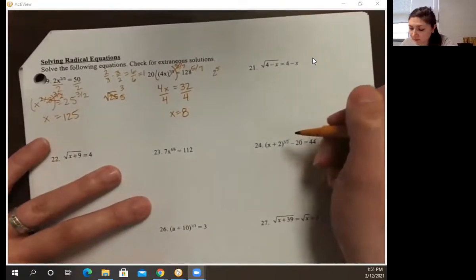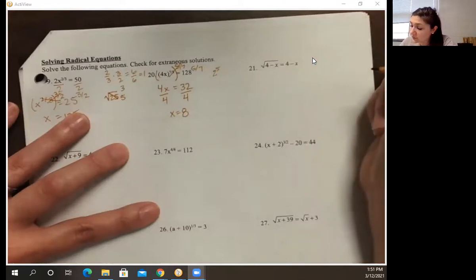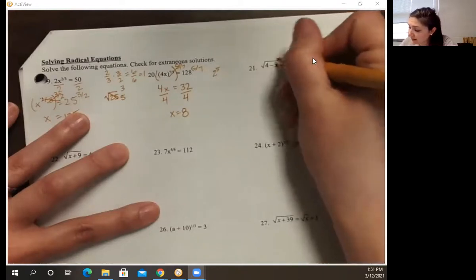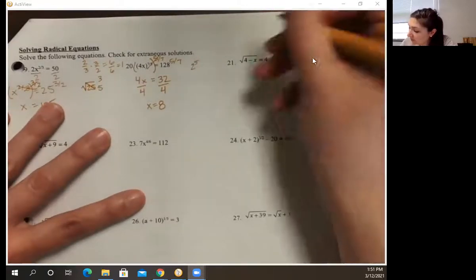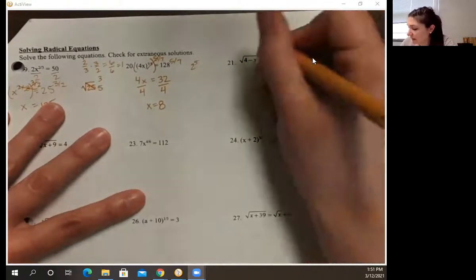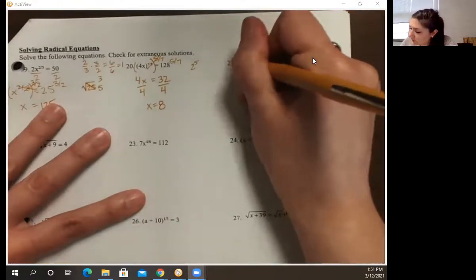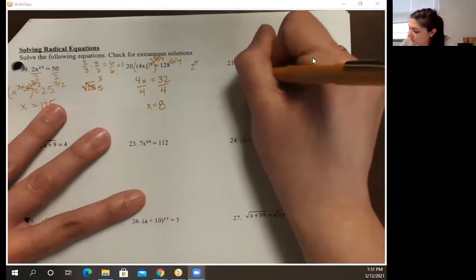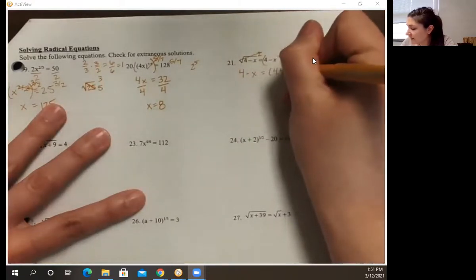For number 21, I've got a square root this time. I want to get the root by itself. So what I see here on the left is that I only have the root. So I've got the root part by itself. Now I'm going to undo it by squaring. Whatever I do to one side, I have to do to the other side as well. So the square and the square root would reduce each other here, and I have 4 minus x equals 4 minus x squared.